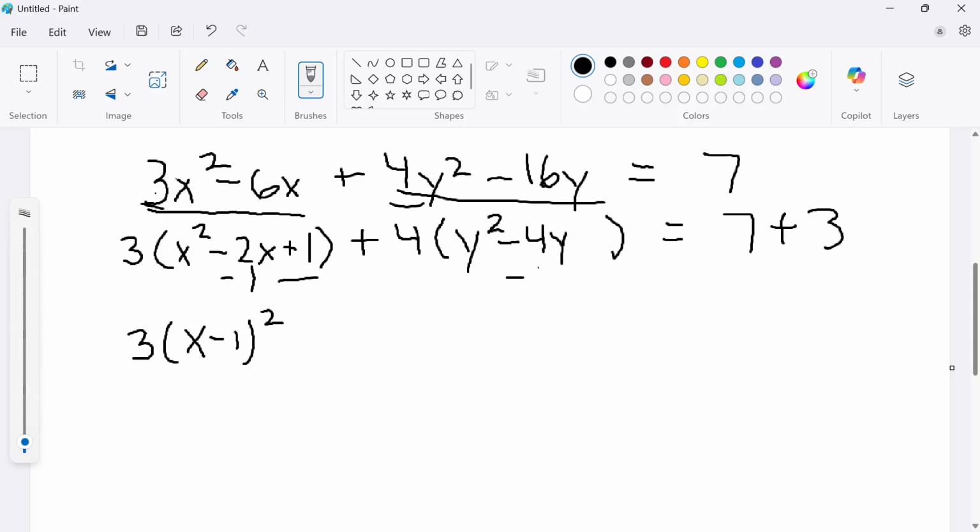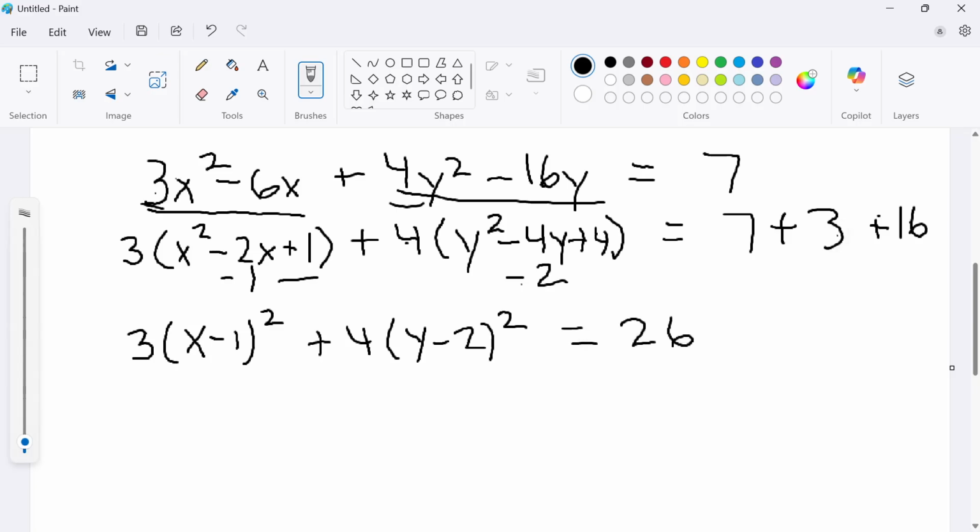Half of negative 4 is negative 2. So this is going to be plus 4 times y minus 2 squared. Negative 2 squared is 4, and 4 times 4 is 16. So I have to add that. And then this equals 7, 8, 9, 10, 16 is 26.